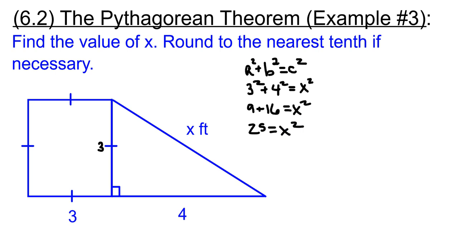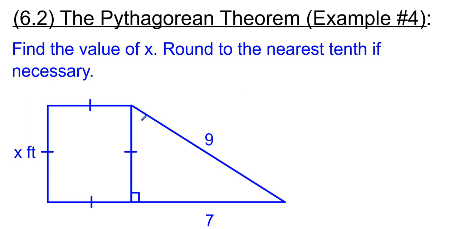And then square root both sides to undo the square. And sure enough, the square root of 25 is 5. And this is feet in feet, so x is 5 feet. There we go. So yep, 3, 4, 5. So if you ever encounter a triangle that has 2 side lengths, 3 and 4, right away, just remember hypotenuse is 5. 3, 4, 5 triangle. All right, and this one says round to the nearest tenth if necessary. It wasn't necessary because we got a whole number.